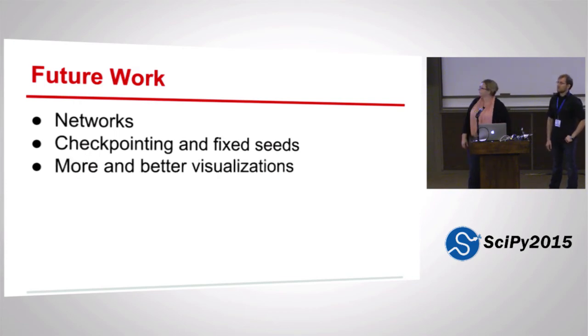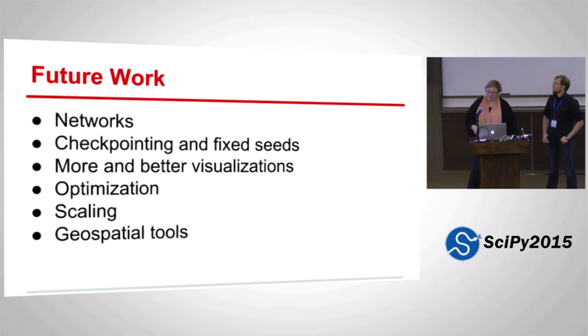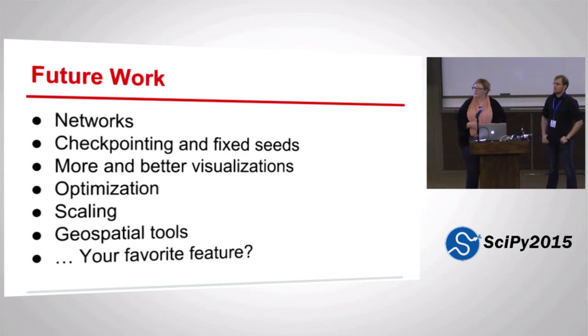More and better visualizations and visualization components. Optimization: going through to see where our slow points are, and also optimizing when we try to scale upward more. Geospatial, obviously, and then whatever you want to contribute. We're going to be at the sprints working on this, and if you would like to help us, we have very easy ways to get into the framework and contribute.